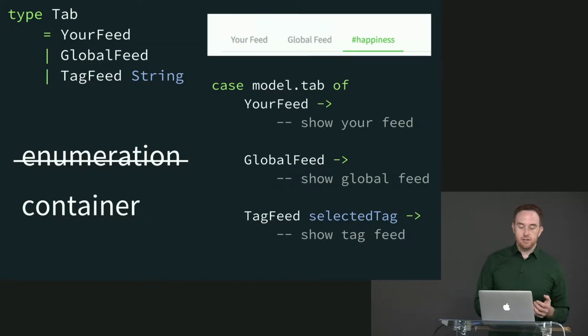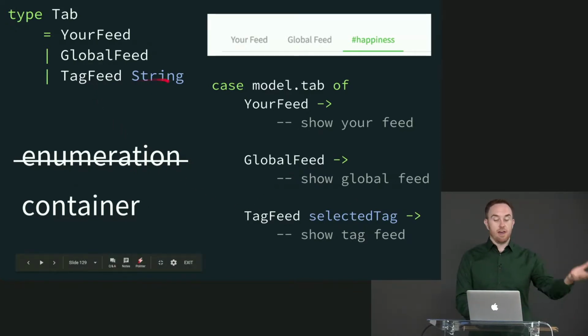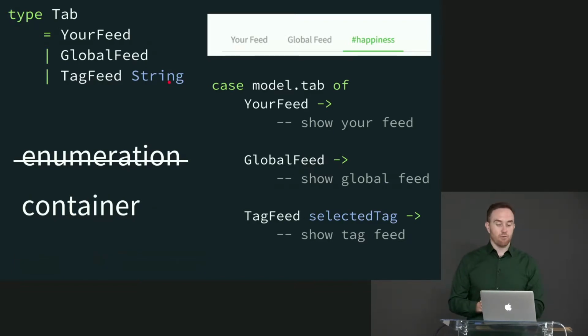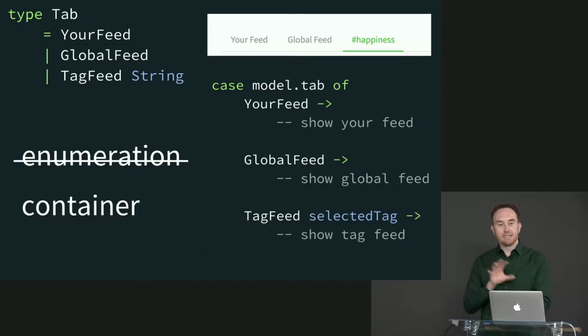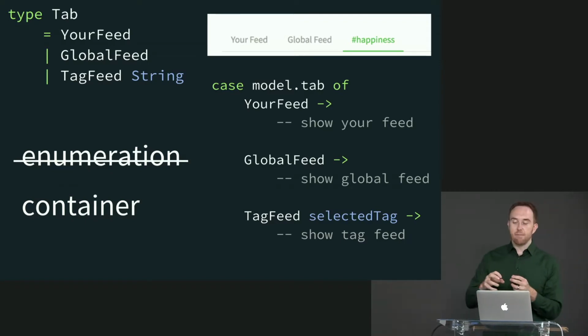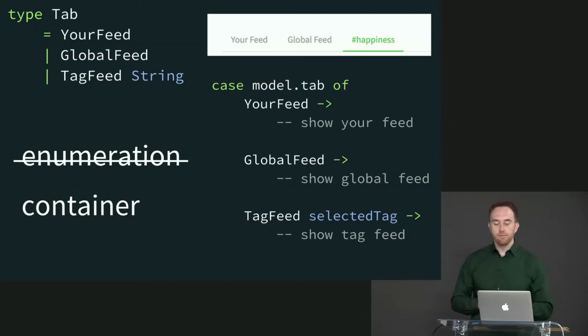But as you can imagine, we can do a lot more custom stuff than even this. We could give TagFeed multiple values that it's storing. We could have TagFeed store a record. We could have GlobalFeed store a record or a list of records. Any combination of things that we want. Any of these can specify as much or as little data as they want to hold on to. We can make custom shapes for our data to fit our use case perfectly and to do things like linking up this relationship between the selected tag and which tab we're on at the data model level.